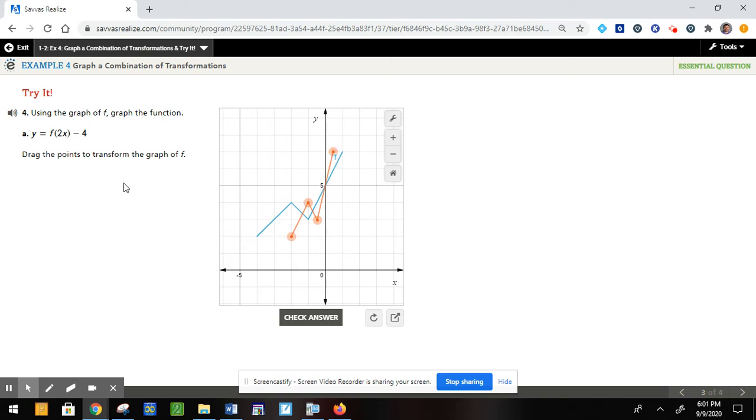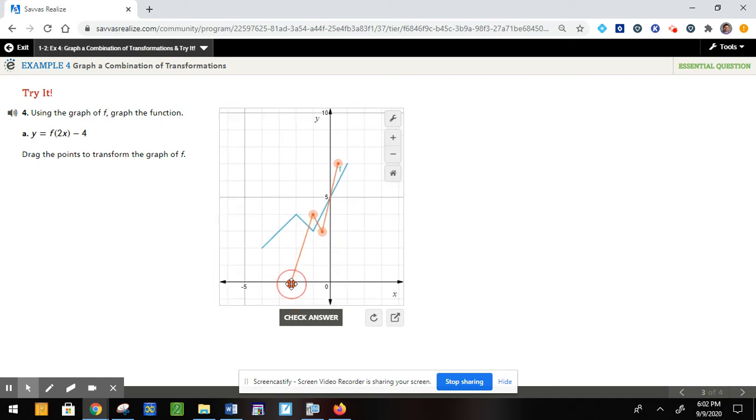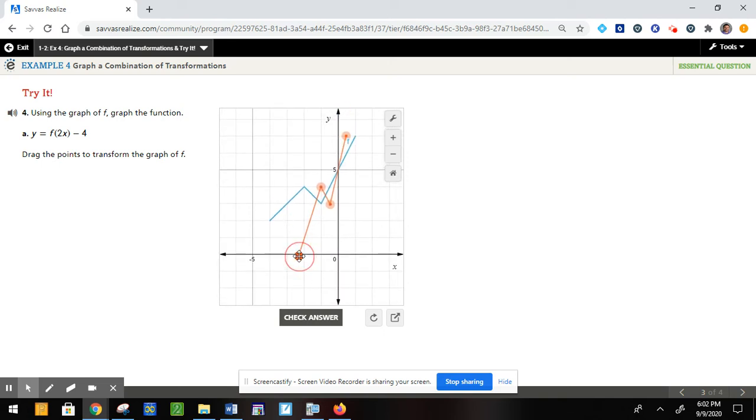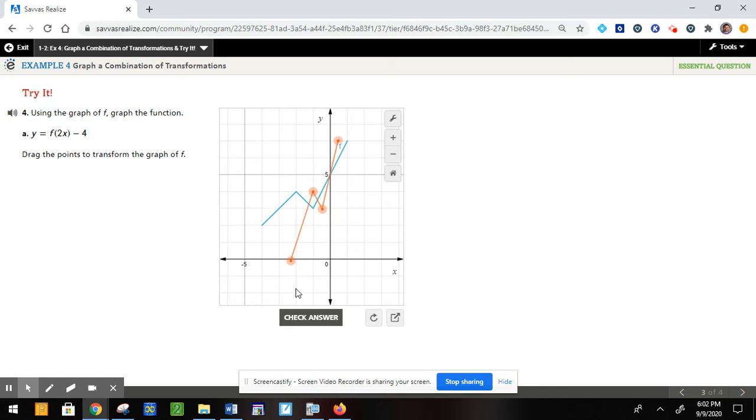Okay, but that's only dealing with half of the problem. That's dealing with that 2. Now we've got to deal with that -4. The -4 on the outside is going to move everything down 4. When I say down, I'm talking about y. It's got a y value of 2, so now I've got a y value of... It just went down 4. It went from 2 down to -4. This point has a y value of 4, so it's going to go down to 0.